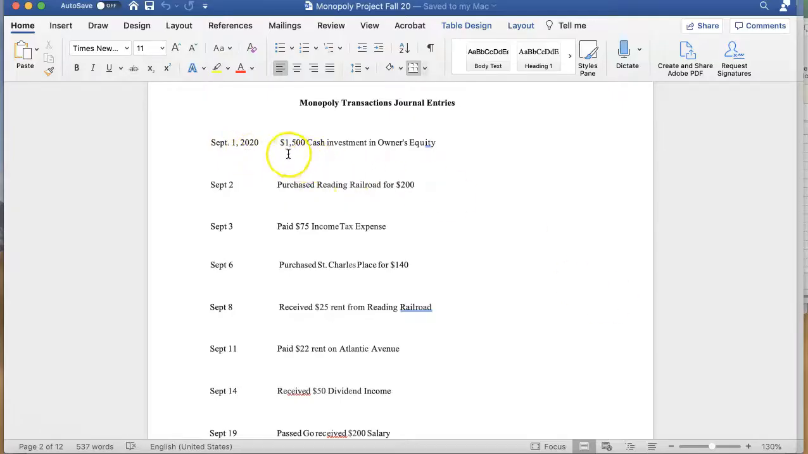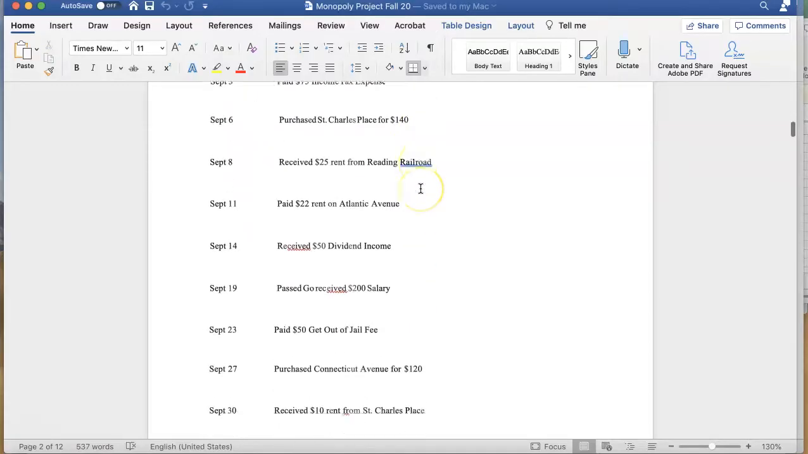It tells us that $1,500 cash investment in owner's equity. So what happens in that transaction is the owner, which in your case would be you, but let's say it's for me, for my company, I would put $1,500 cash in my business, and that is my owner's equity in the business. So I need to record that transaction first in the journal. So I'm going to go over to the journal, and I'm going to record for September the 1st a $1,500 investment of cash into owner's equity.